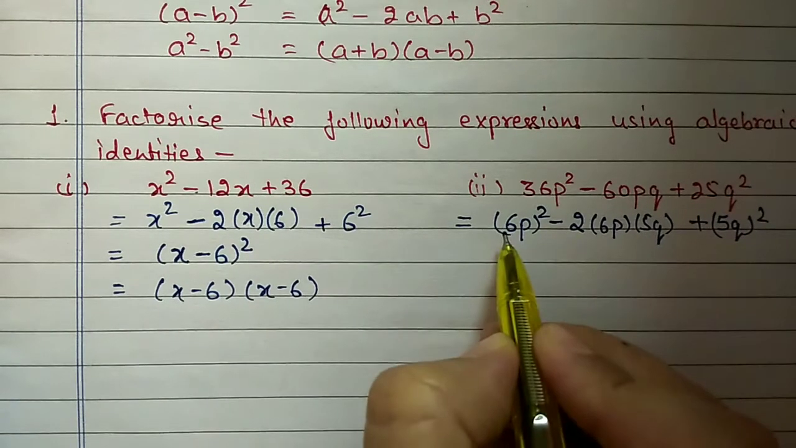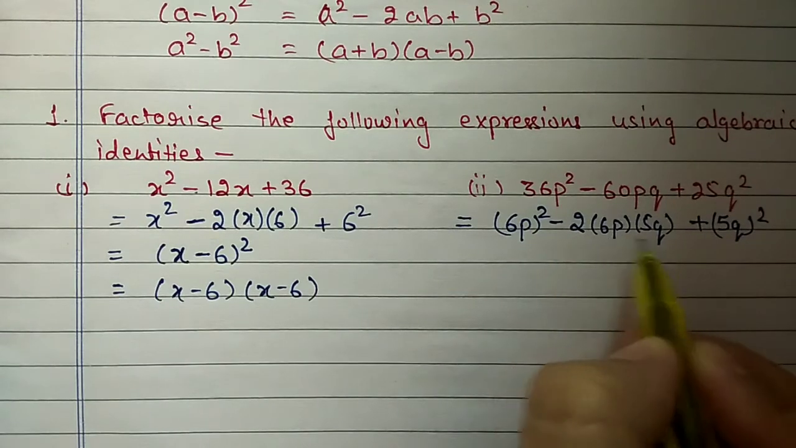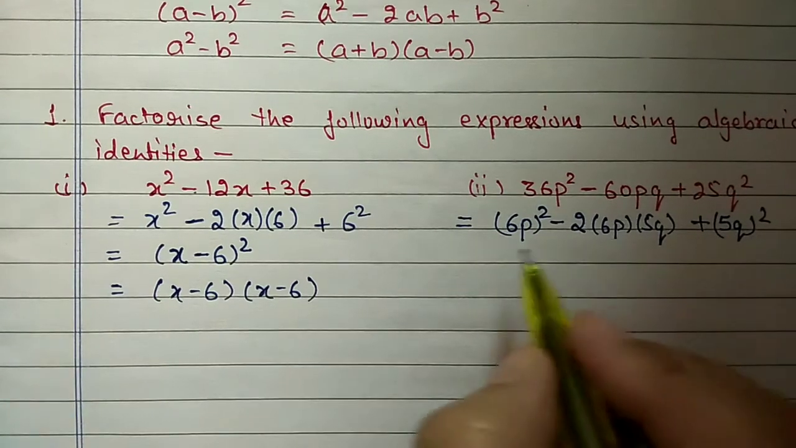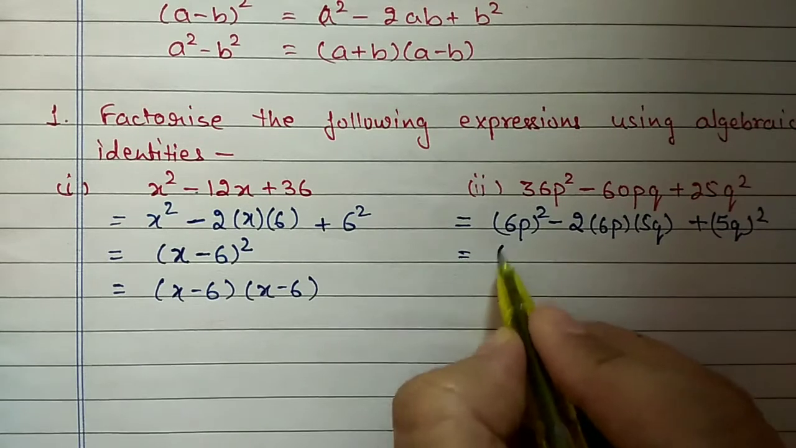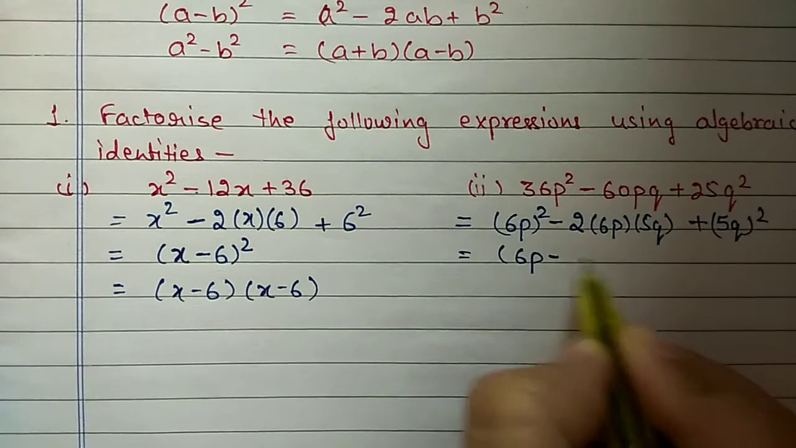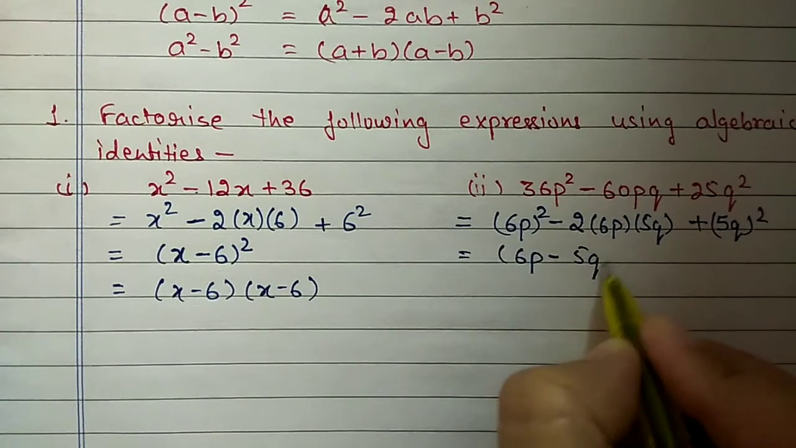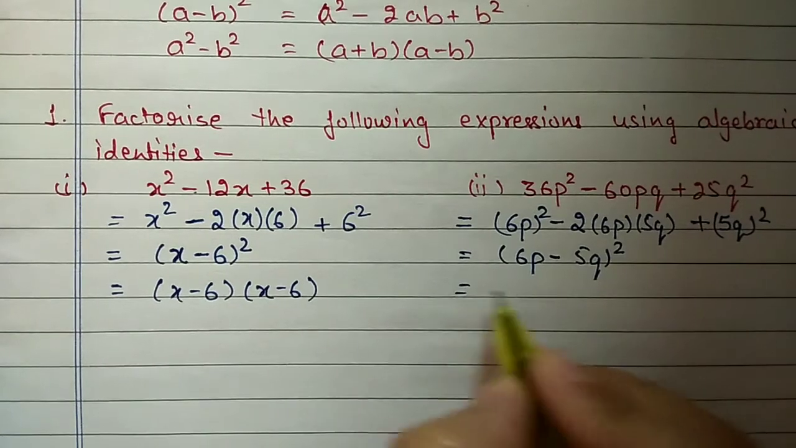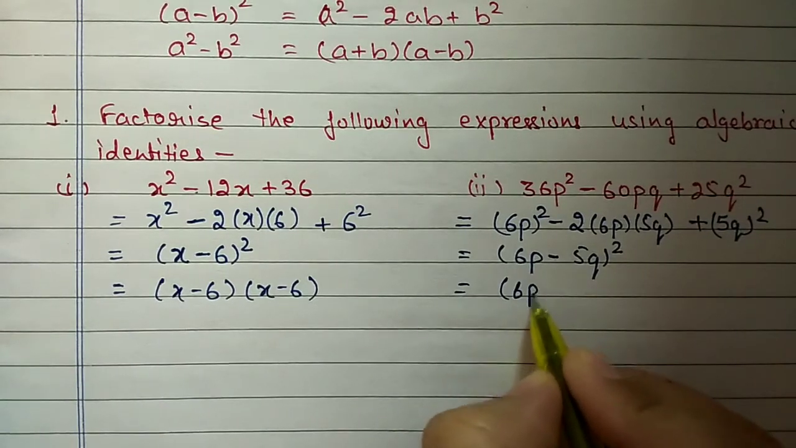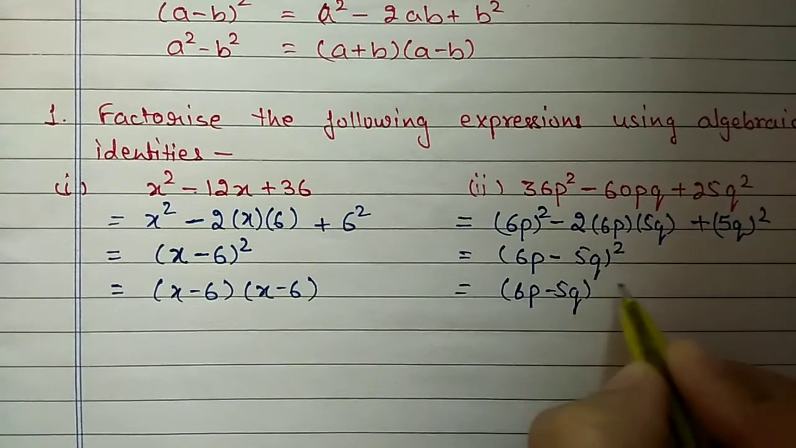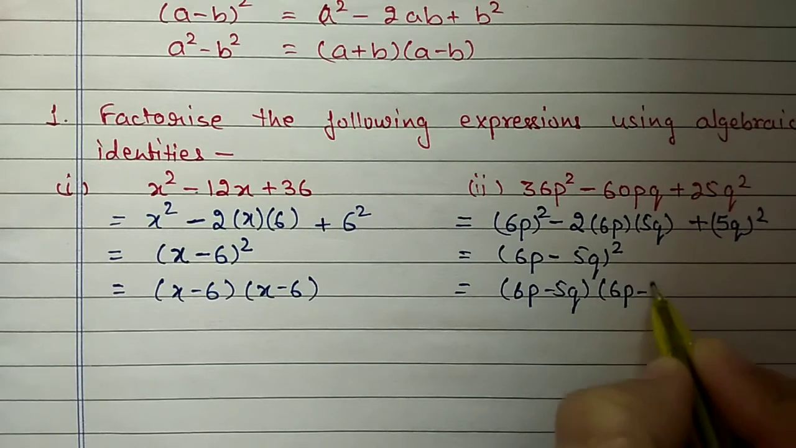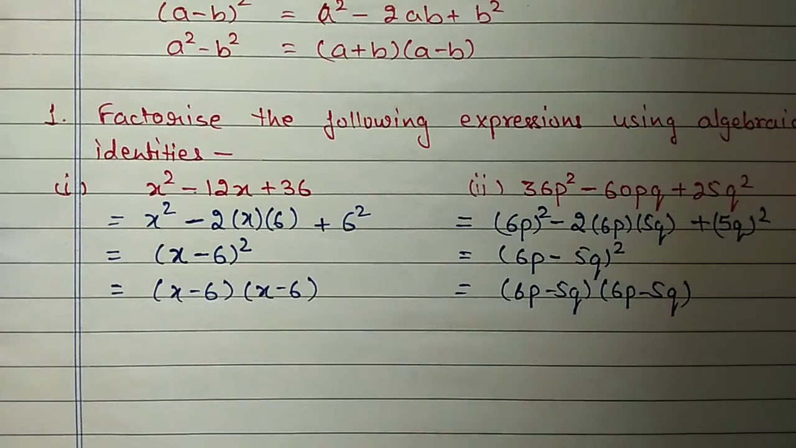So a square minus 2ab plus b square, which we can write as (a minus b) whole square: (6p minus 5q) whole square, or (6p minus 5q) into (6p minus 5q).